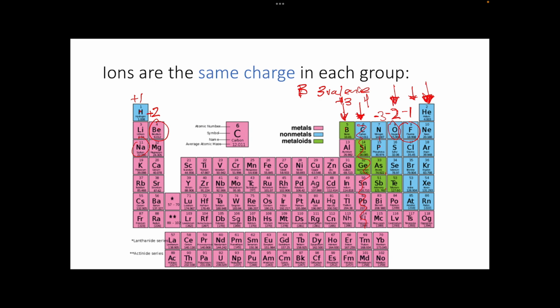So this gives us an idea that, depending on where the element is on the periodic table, we can predict the charge of the ion. Now you might notice that most of the metals over here are all positive. The metals are positive, and remember, those are called cations. The nonmetals on the right, the blue ones, are negative, and those are the anions. Anions are negative.